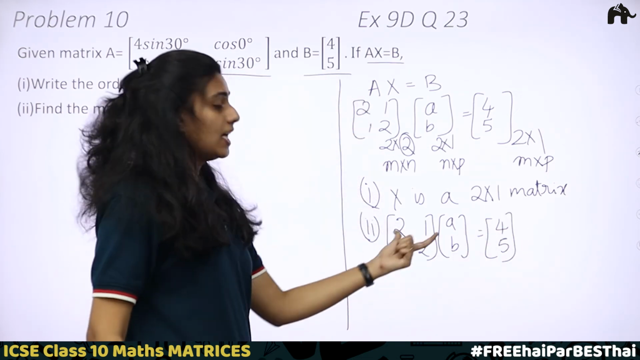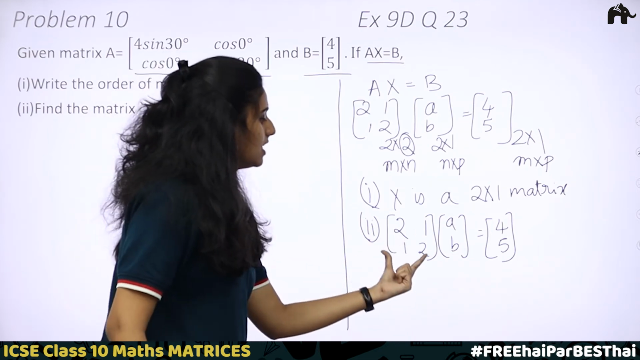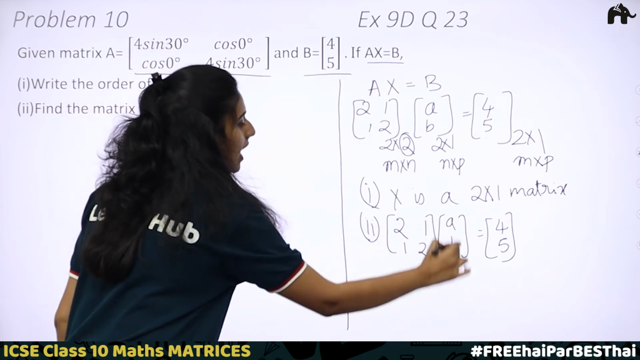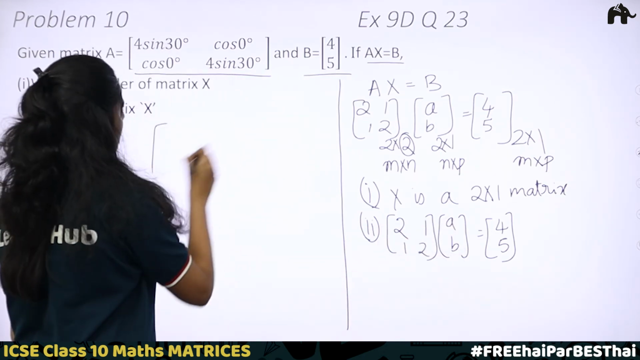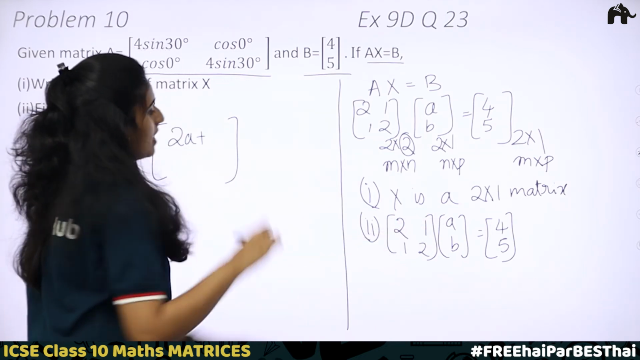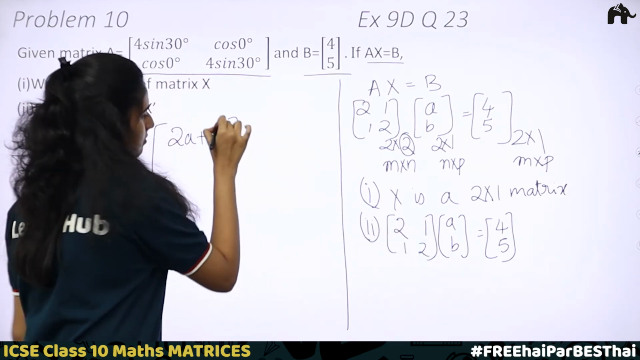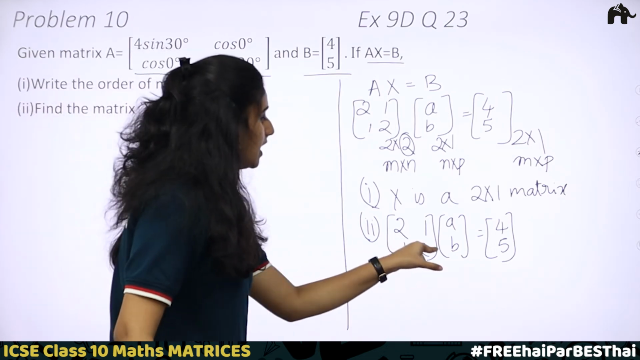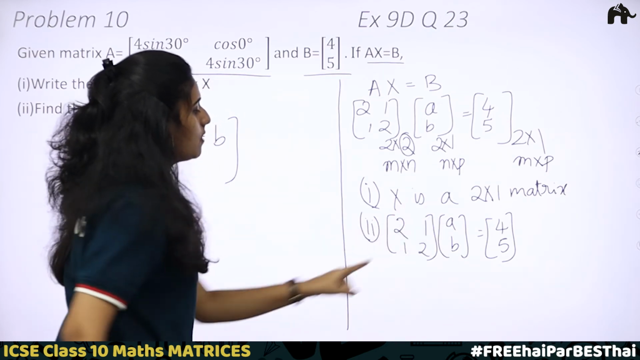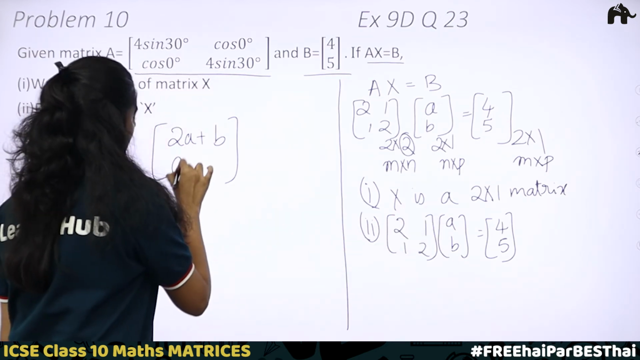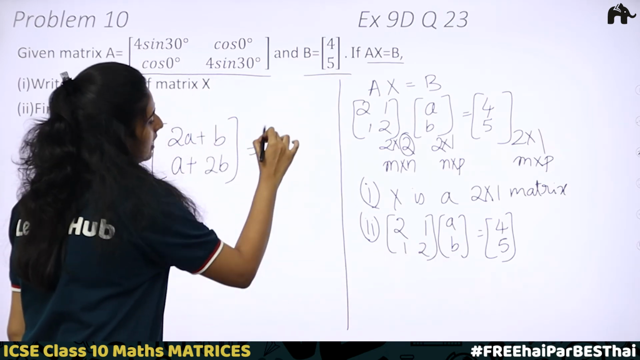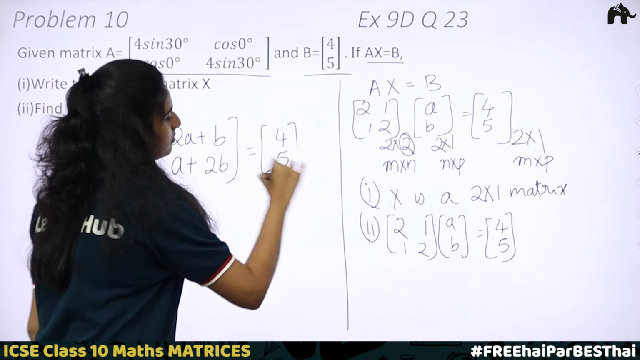Next, we will be performing the matrix multiplication. That is a 2 by 2 matrix into a 2 by 1 matrix. First row and this column, what do we get? 2 into a, 2a, plus 1 into b, b. Second row and the first column, here there is only a single column: 1 into a is a, plus 2 into b is 2b. That is equal to [4; 5].